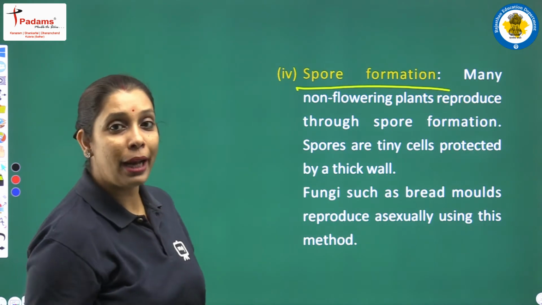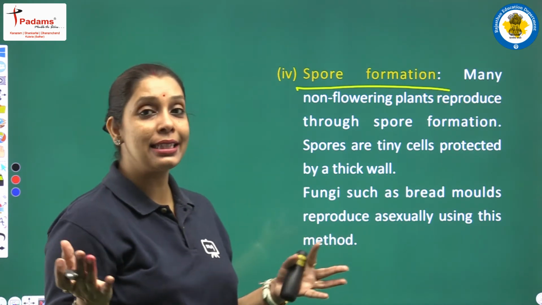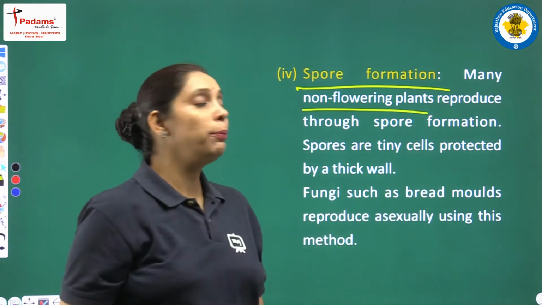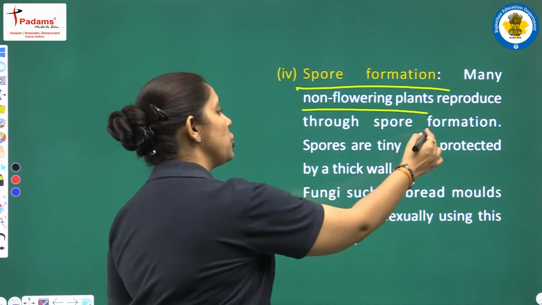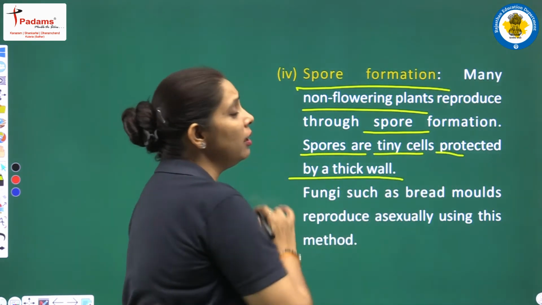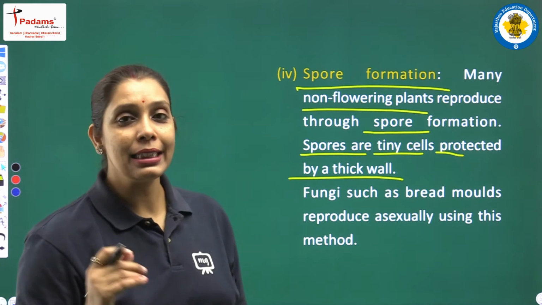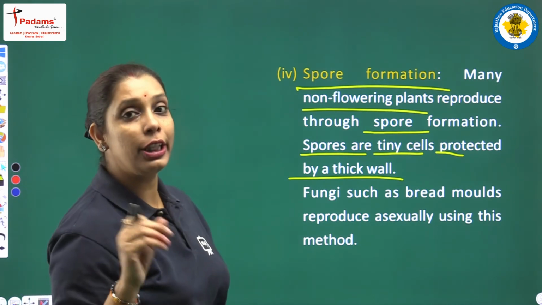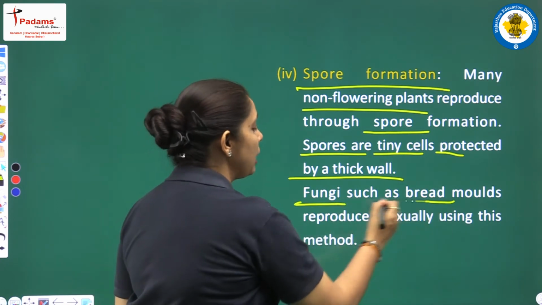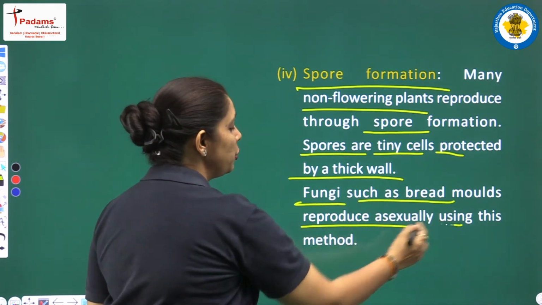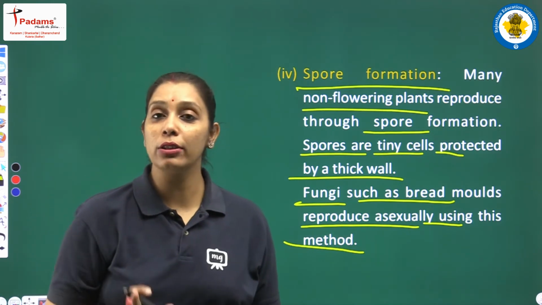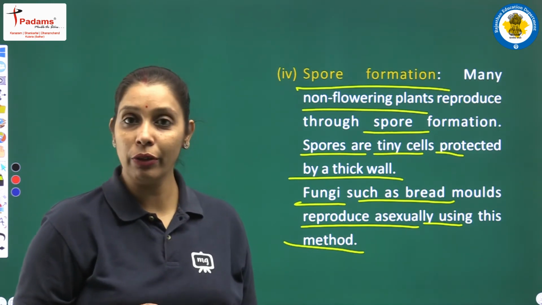याद आया? Bread mold, that I had given you as the example. Many known plants reproduce through spore formation. Spores are tiny cells protected by a thick wall. As they get favorable conditions, they grow. Fungi such as bread molds reproduce asexually using this method. I hope all the 4 methods of asexual reproduction are clear to everybody.